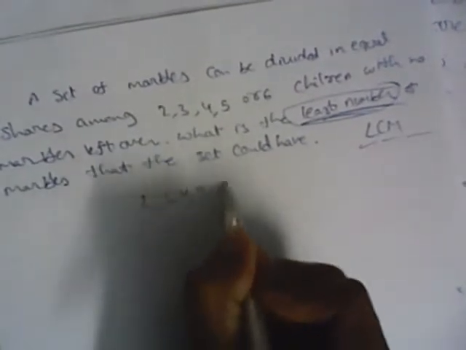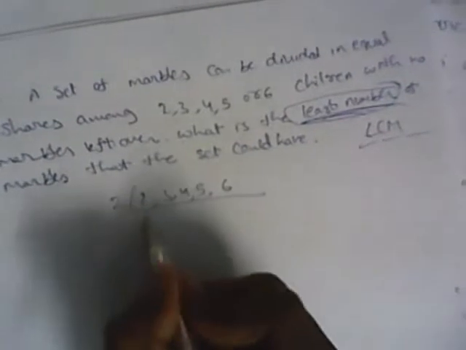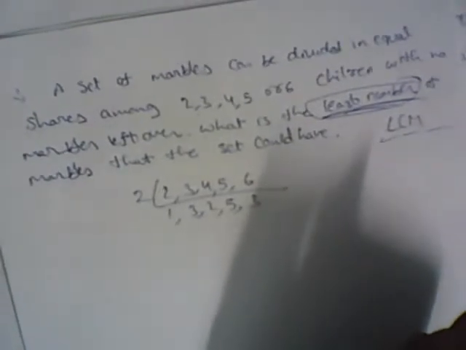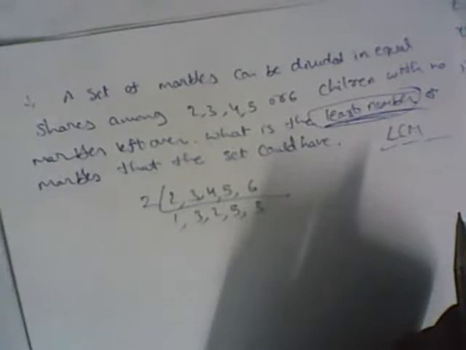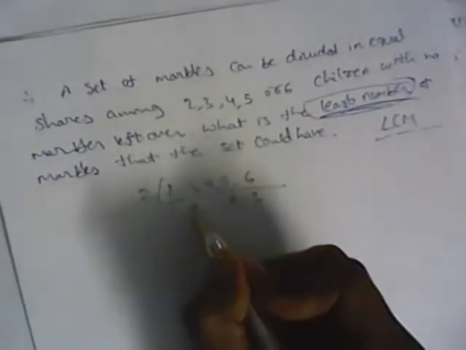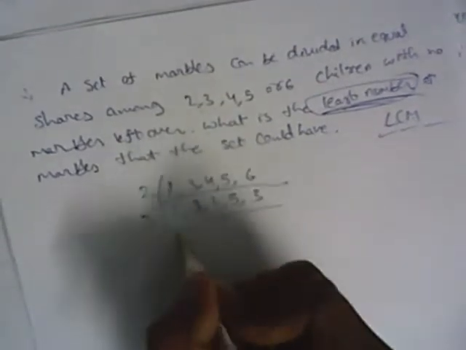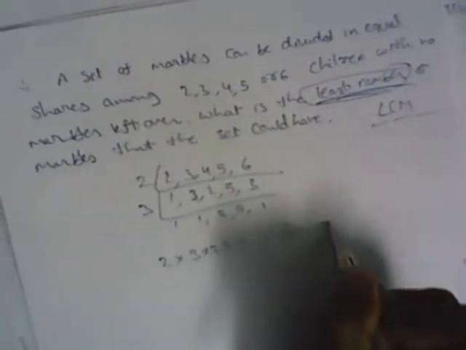We need to find out the LCM of 2, 3, 4, 5 and 6. So 2 1s are 2, 2 2s are 4, 2 3s are 6. The numbers which can be cancelled, we need to cancel those numbers. The remaining numbers, simply put the numbers. Again we can cancel 3 here, so 3 1s are 3, 5 1s are 5. Now the LCM is 2 times 3 times 2 times 5. That means 2 times 3, 6 times 2, 12 times 5, 60 is your answer.